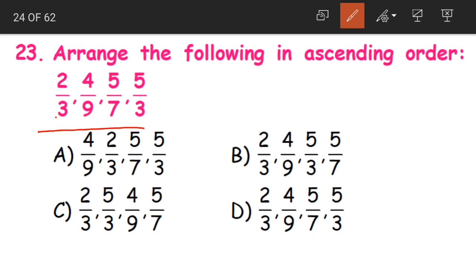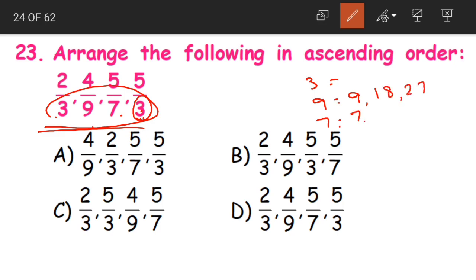So now to compare, here again the denominators are different, so we need to find out the LCM of the given denominators. 3, 9 and 7. This 3 is repeated, right? So I'll keep it as it is. We have 9 1s are 9, 9 2s are 18, 9 3s are 27. 7 1s are 7, 7 2s are 14, 7 3s are 21, 7 4s are 28, 35. Then we have 42, 49, 7 8s are 56, 63. I think 63 will be our, children, least common multiple.